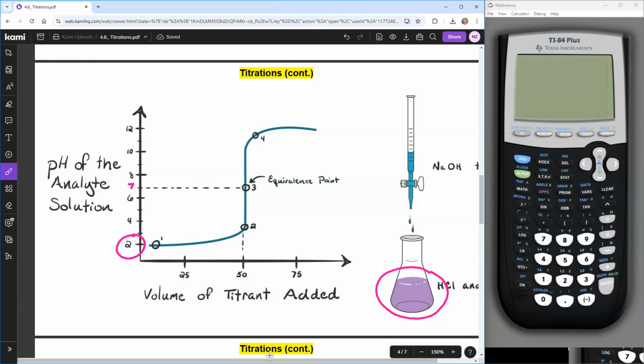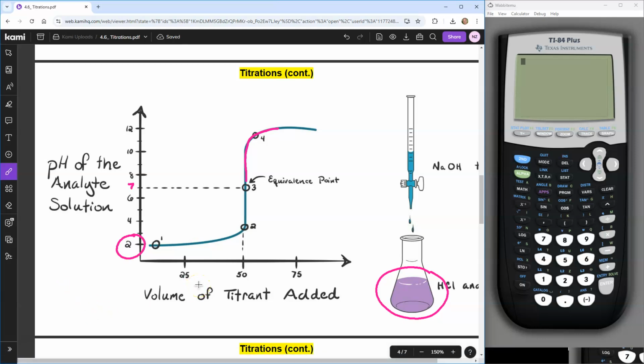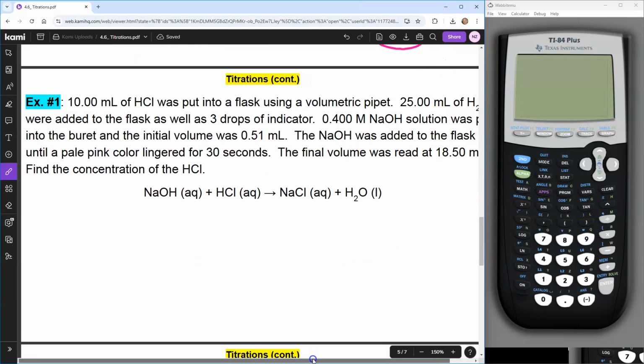Now if we continue to add base, the pH will continue to climb, and eventually it'll reach a really high pH, indicating that our solution is basic, but that's not what we want. We want to stop it right when our pH is 7, when our phenolphthalein causes the solution to change that pale pink color. All right, that's a titration in a nutshell. So let's look at some problems here.